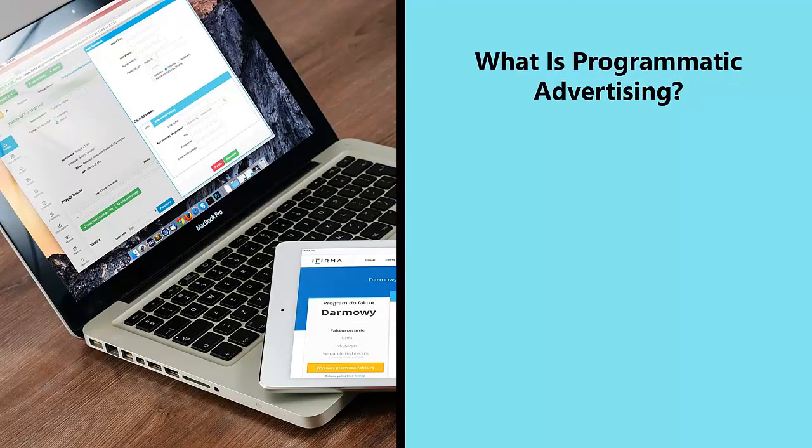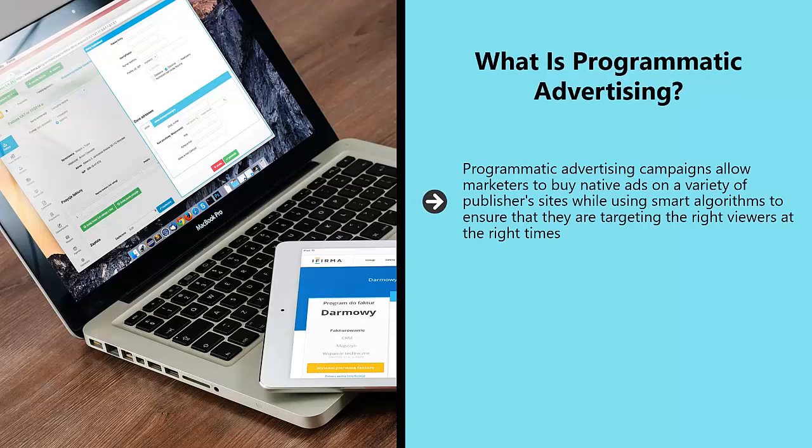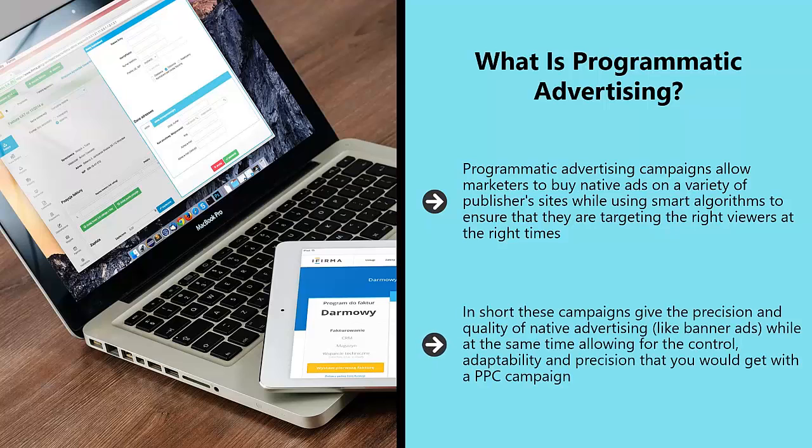What is programmatic advertising? Programmatic advertising campaigns allow marketers to buy native ads on a variety of publisher sites while using smart algorithms to ensure that they are targeting the right viewers at the right times, all while remaining within budget, thanks to a bidding system that allows them to compete for impressions with other advertisers. In short, these campaigns give the precision and quality of native advertising, like banner ads, while at the same time allowing for the control, adaptability, and precision that you would get with a PPC campaign.